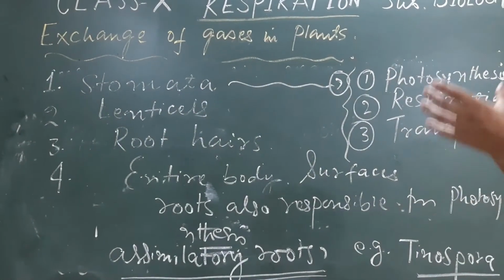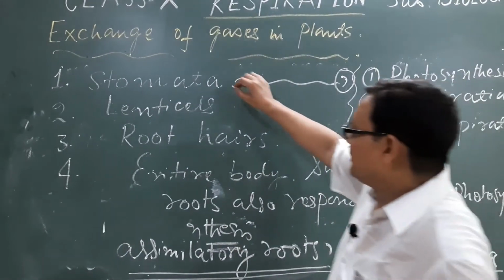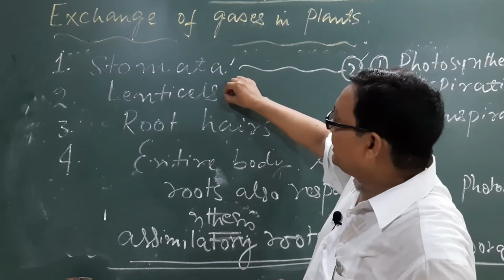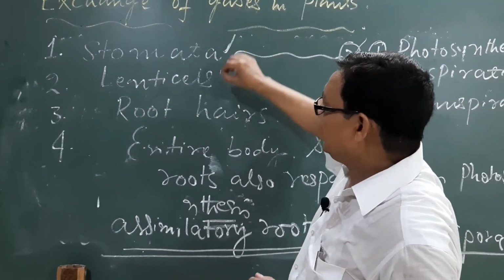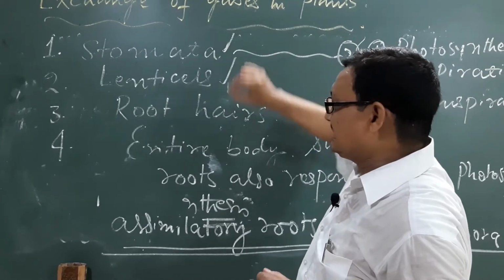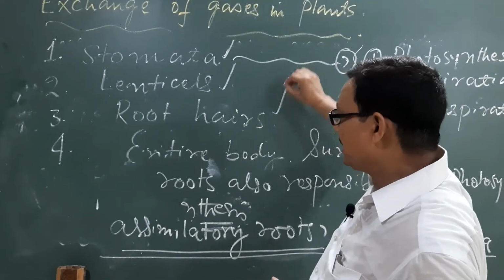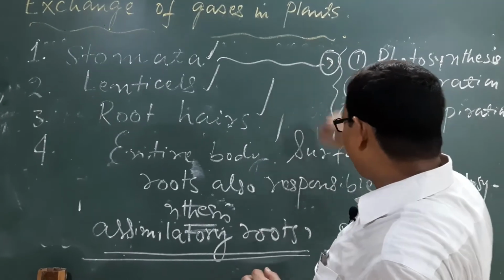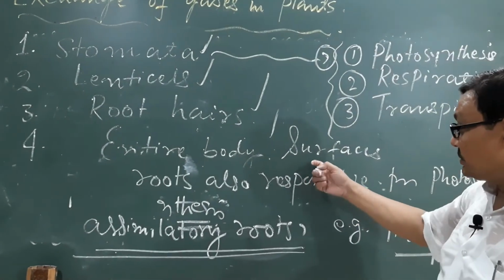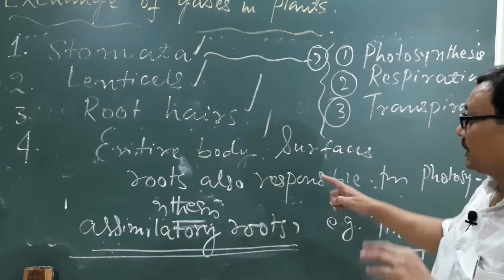That is why I have introduced you to the first one, stomata. Once again you may listen. The first one, stomata. The second one, lenticels. The third one, root hairs. And the fourth one, the entire body surface. In this case I have not given an example, sorry.